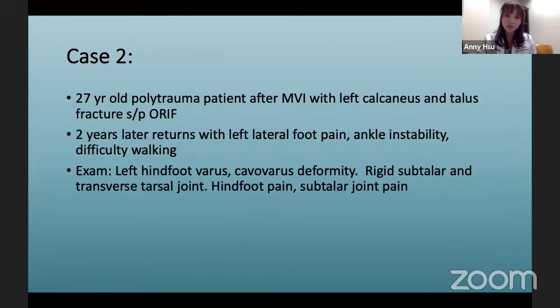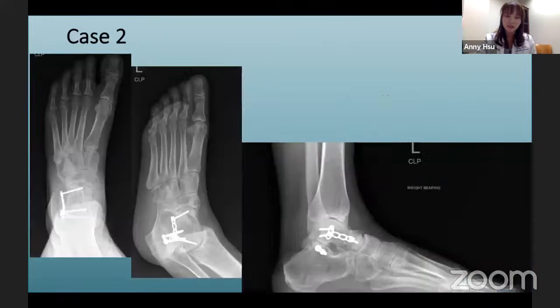So on exam, she also has left hindfoot varus and a CavoVarus deformity. And she also has tenderness along the sinus tarsi, as well as along the talonavicular joint and the calcaneocuboid joint. This particular patient has a very rigid hindfoot, just no motion at all in the subtalar and the transverse tarsal joints. So here again, you can see she has a very high arch.